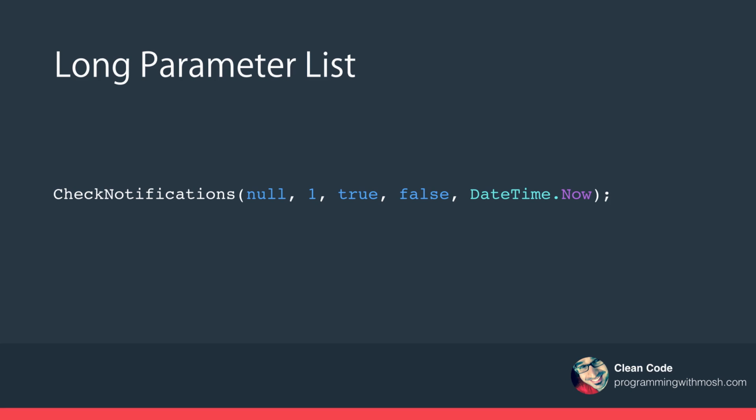What do these arguments represent? What is null? What is 1? What is true? What is false? We cannot tell without having a look at the implementation of that method.